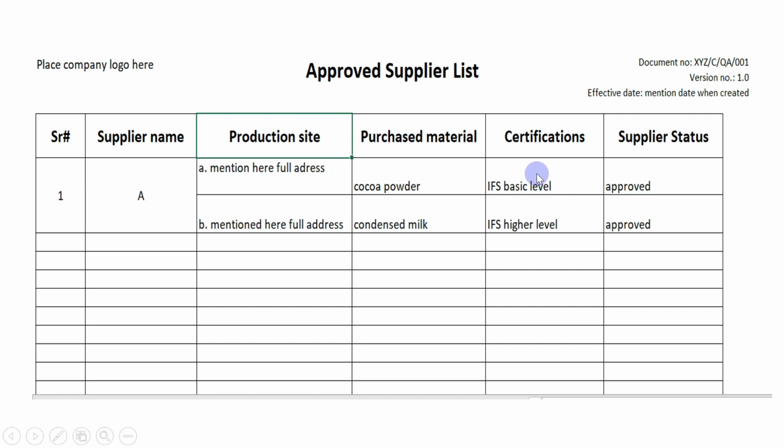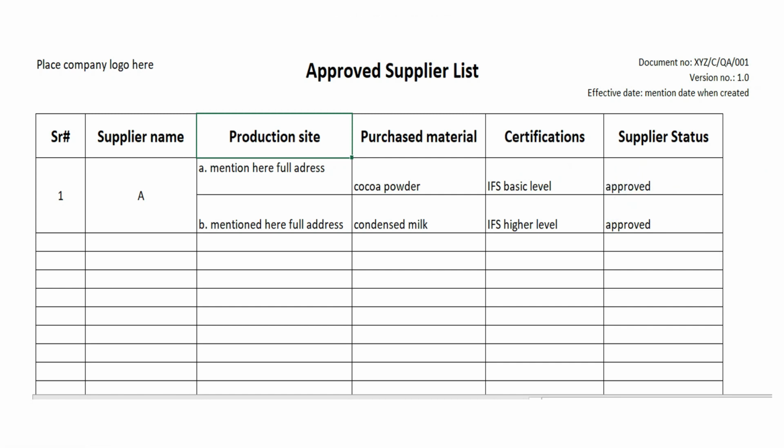Or you mention in your supplier list that if a supplier is new, you will audit them and then they will be approved. So according to your procedure, you need to mention here the status: approved, not approved, on hold, or blocked, anything that is according to your procedure.